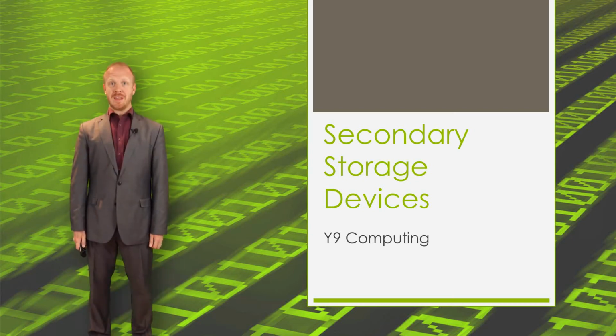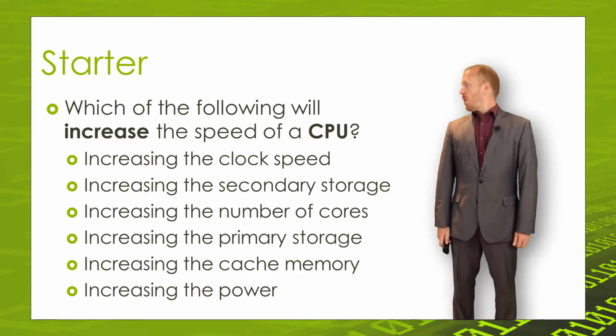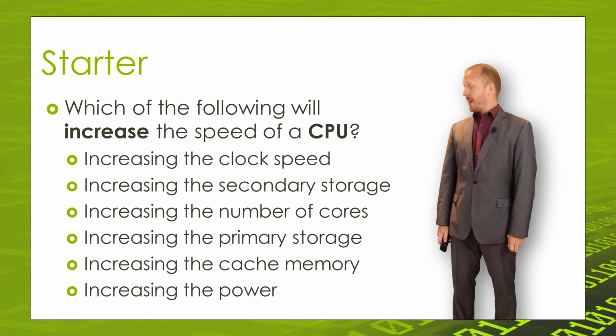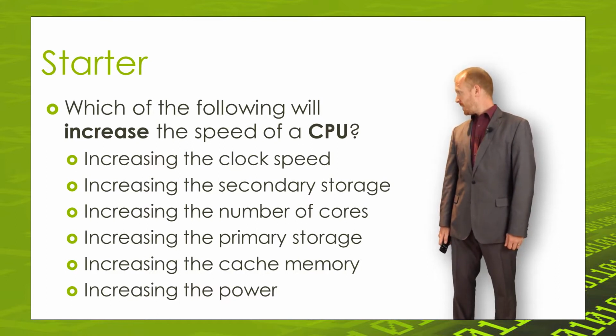The last lesson in the hardware topic is secondary storage devices. As usual, quick starter to begin with. Which of these will increase the speed of a CPU? Increasing the clock speed, increasing the secondary storage, increasing the number of cores, increasing the primary storage, increasing the cache memory, or increasing the power?